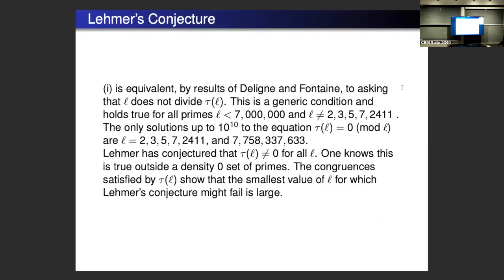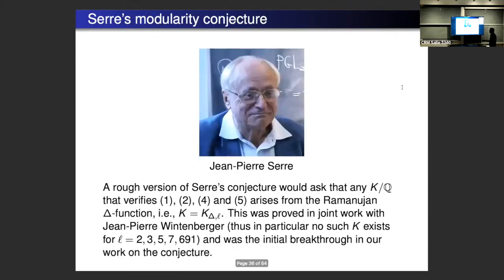Yeah, and so Lehmer has made this conjecture that tau(n) is never zero. Okay, and again that's not known. Right, so these are some numerical properties of tau and the Galois theoretic interpretation. Okay, so the first version of Serre's conjecture.